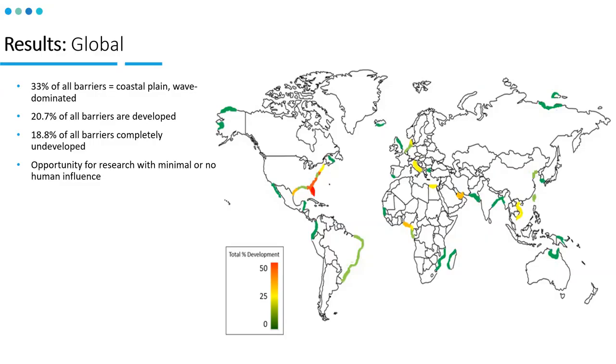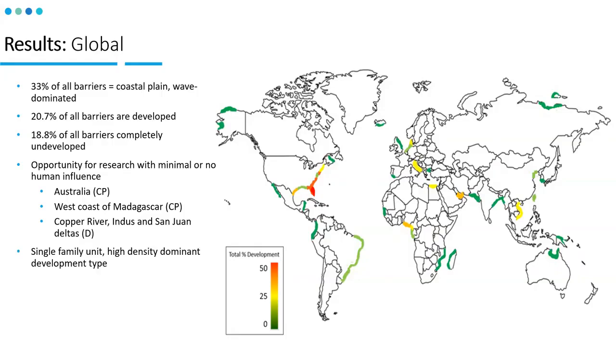The following areas provide an opportunity for research with minimal or no human influence. In terms of coastal plain geologic setting, Australia, specifically the coast of the Gulf of Carpentaria, and the west coast of Madagascar. And then the Copper River, Indus, and San Juan deltas provide a great place for further studies in deltaic barrier island systems. Overall, I did find that single family high density land use was the dominant classification type, and residential land use dominated all shorelines.